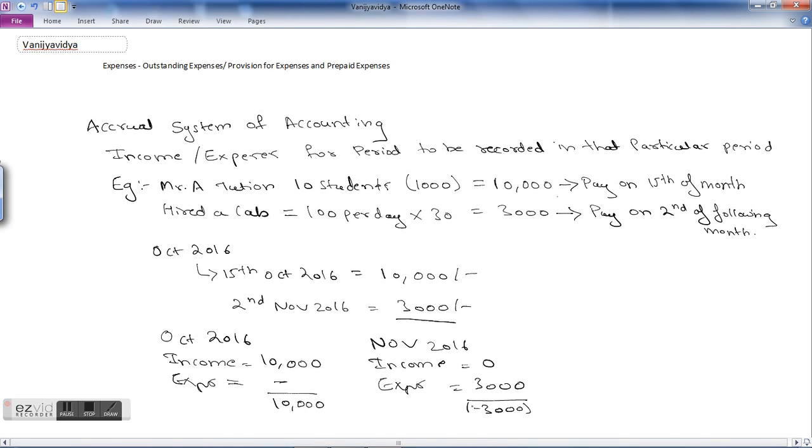So if we try to analyze, what will we get? We'll get that he has earned the income of 10,000 without incurring any expenses, and in the month of November he has no income but he has incurred an expense of 3,000. So our analysis will go for a toss. Instead of that, what we will do is, on 31st October we will record this expense of 3,000 as outstanding expense. Now let's see outstanding expense, provision for expense and prepaid expenses one by one with the example.